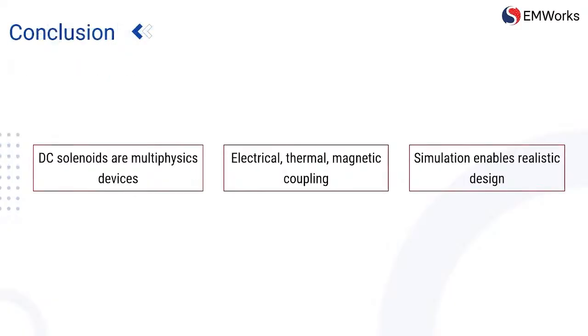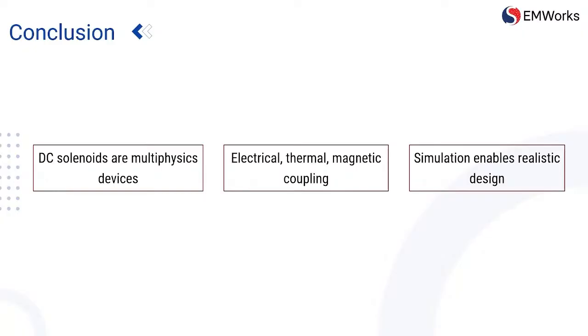DC solenoids are inherently multi-physics devices. Electrical, thermal, and magnetic effects are tightly coupled and cannot be treated independently without sacrificing accuracy. Simulation enables these interactions to be captured early, allowing for realistic design decisions. Ignoring the coupling does not simplify the problem. It merely shifts failure to the prototype stage, where changes are more costly.